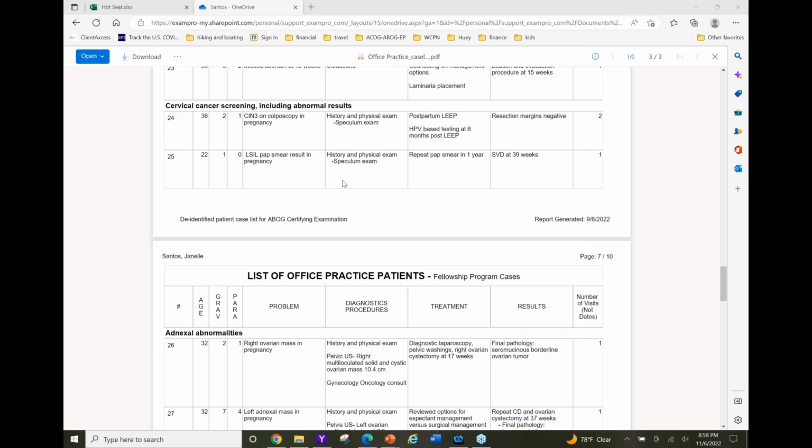But in this case, the patient was pregnant, so there was no move for excision. Instead, the decision was for colposcopy. Correct.